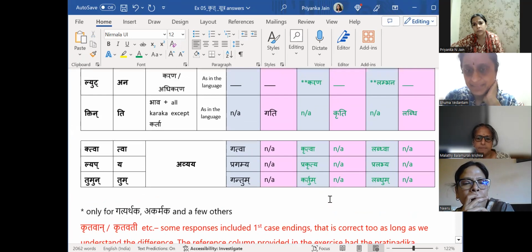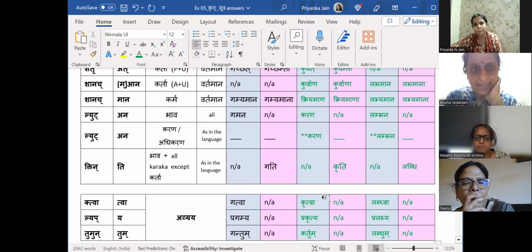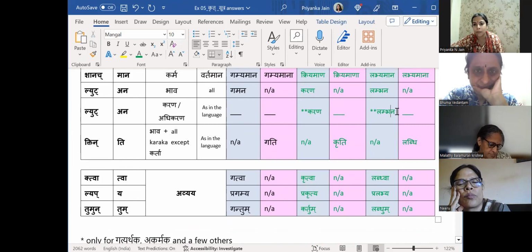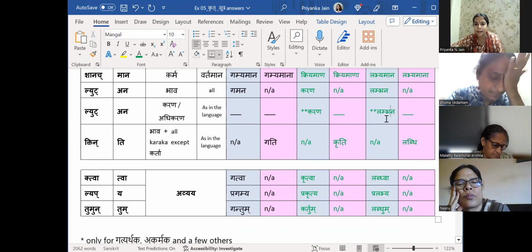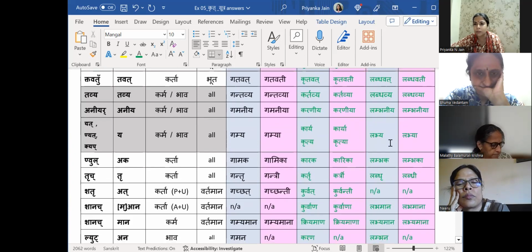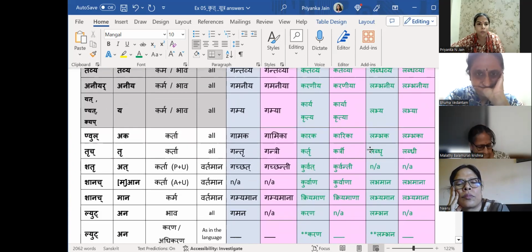It is Karanam. If you decline it, the Pratipadika would be Karana, and once declined, that becomes Karanam. And again, Lambana and Lambanam. Here I have kept them as Pratipadikas only, but that's okay. You can use the form also.